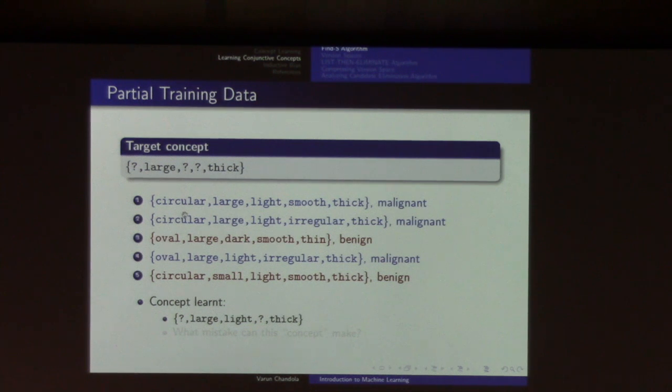So large will stay, light will stay, and thick will stay, right? Any questions? All right. And of course, this is not the target concept, but this is where it will stop because this algorithm doesn't know anything else. Once it exhausts the training data, it has to stop, right? But now let's see, in a real setting, will this concept that it has learned make any mistakes, right? So do you think it will make any mistakes?